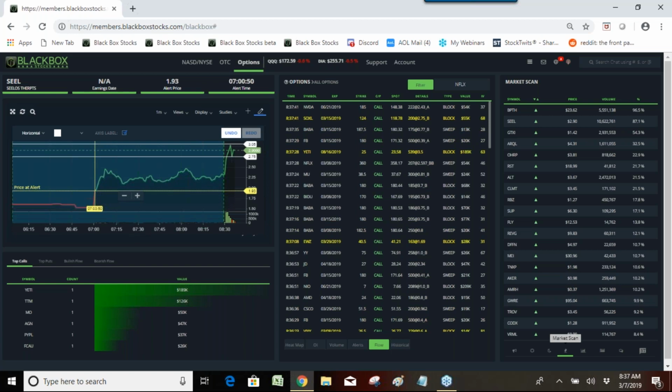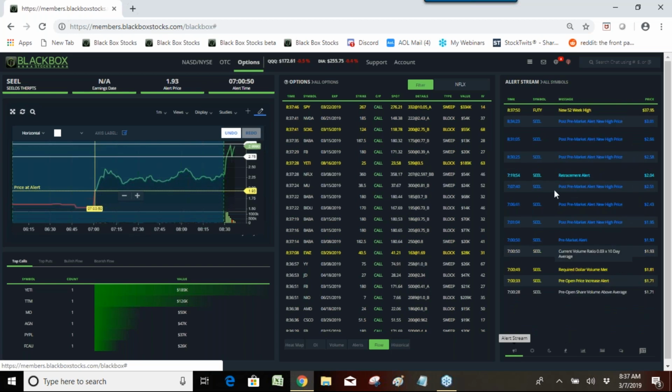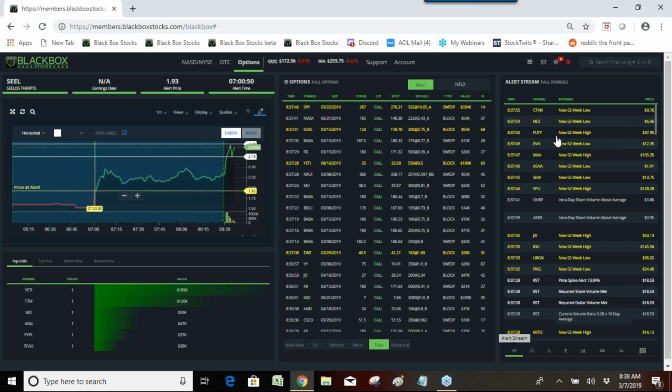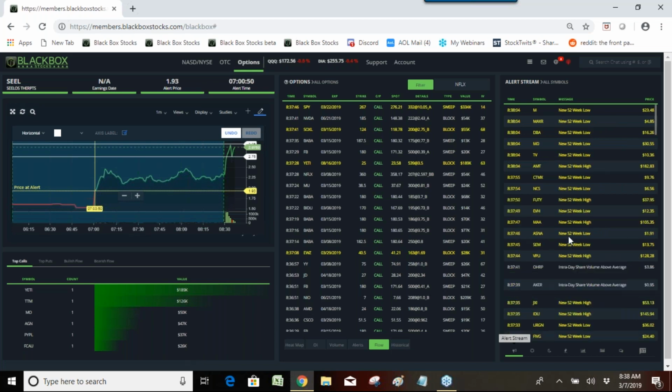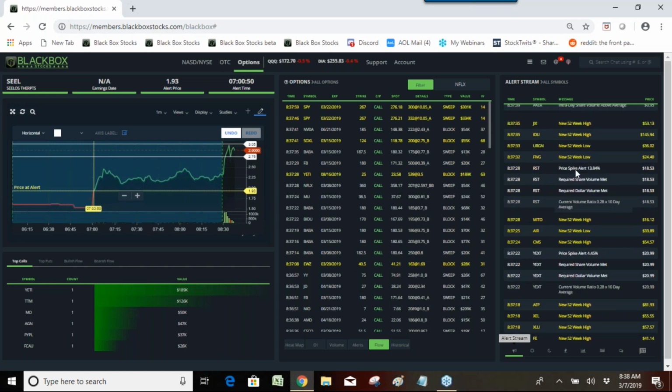But we was talking earlier, basically this is a right click system. I also use the alert stream because I like to see all these 52-week highs and lows coming through. So there's some 52-week lows, some 52-week highs. It'll also tell me, if I'm watching this and maybe I took my eye off BPTH, it sets a new high after the alert.